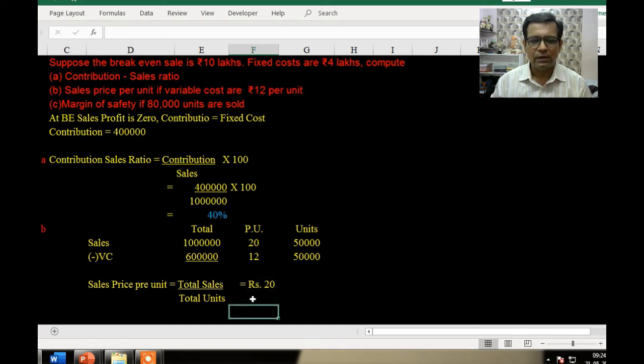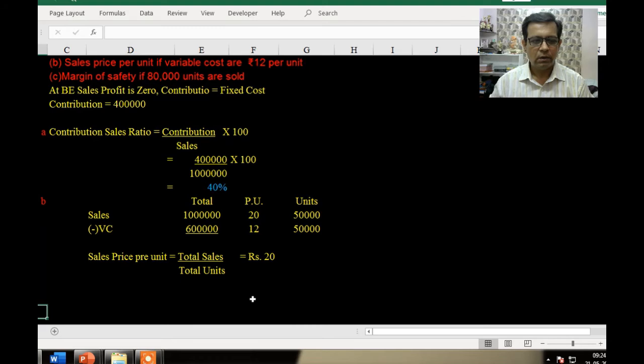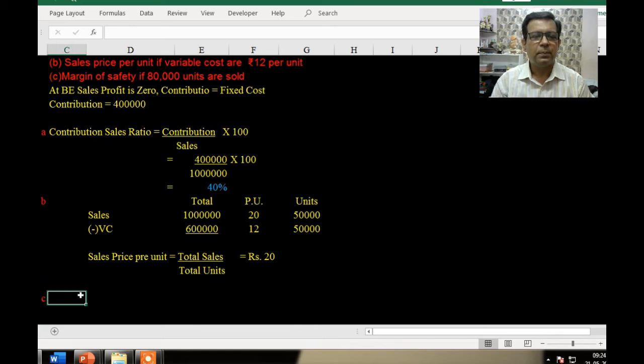Now, time for us to have a look at the third part of the question. Let's have a look at the third part. It reads, margin of safety if 80,000 units are sold. Guys, so simple. First of all, let's write the formula. Margin of safety is equal to actual sales minus BE sales. BE sales, they have already given in the question at 10 lakh.